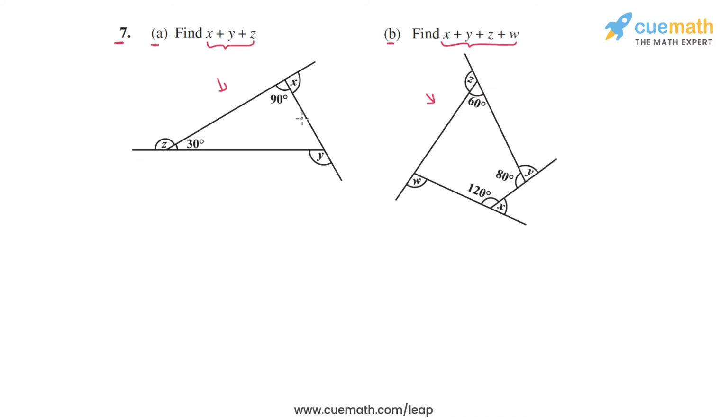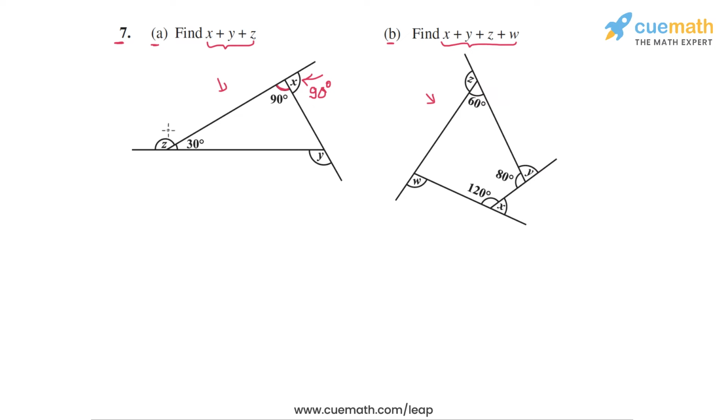In this part we have to find the sum of x, y and z. So let's observe each of these angles carefully. x is this angle here, and x forms a linear pair with this angle which is marked as 90 degrees. So the total of these two angles should be 180, which gives us the measure of x as 90 degrees.